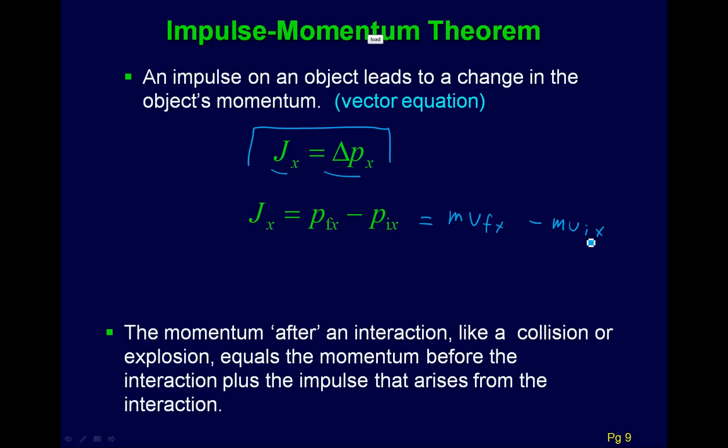All right. And another thing that the book will do, which is kind of handy, is it'll write it this way here. This is just the same equation, all right? And here it gives you a better conceptual way to visualize this. It says the final momentum after some interaction, like a collision or explosion, equals the momentum before, p_ix, plus whatever the impulse is that arises from this interaction. Okay, it's a nice way to visualize it.